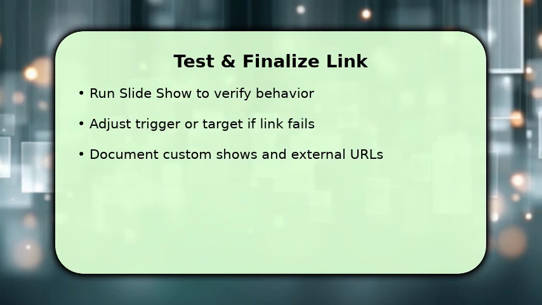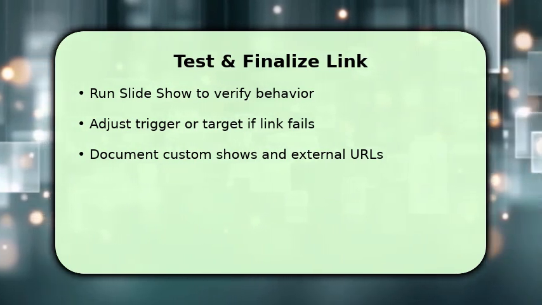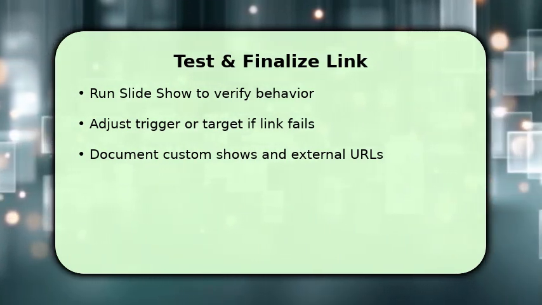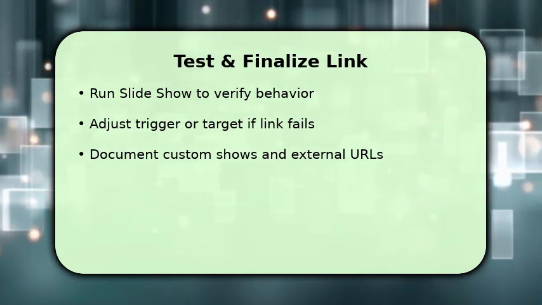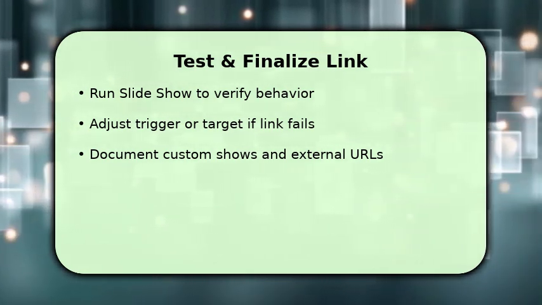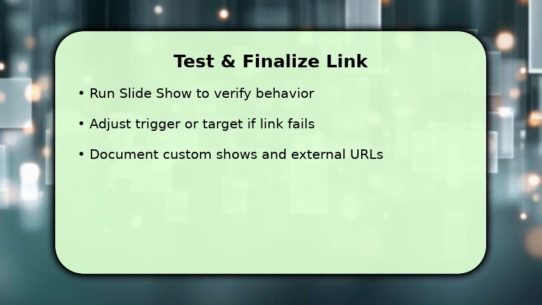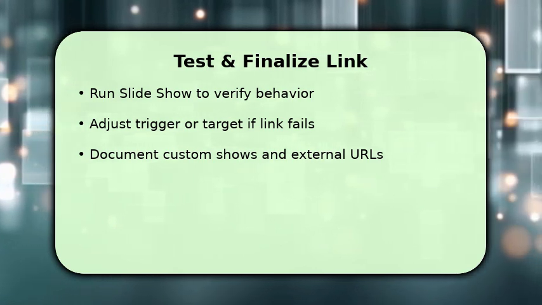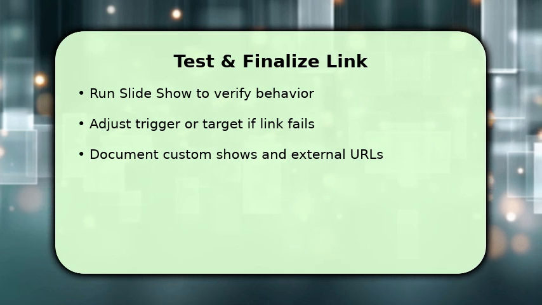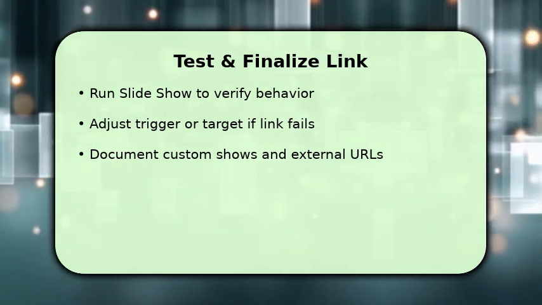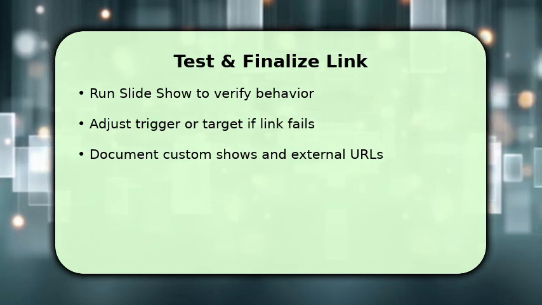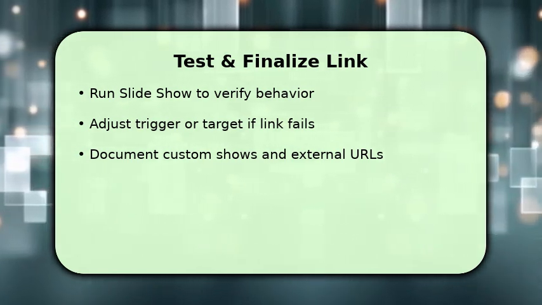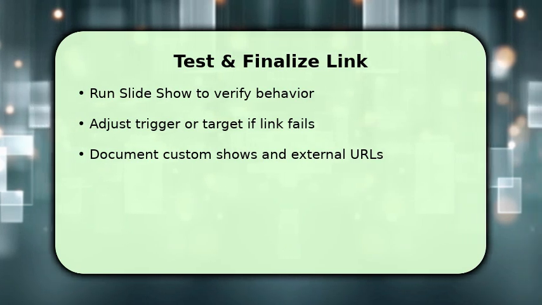Finally, test the action in slideshow mode to confirm the link behaves as expected. Click or hover the object to verify it navigates to the correct slide, opens the right URL, or runs the intended program. If something goes wrong, return to Action Settings, change the trigger or correct the destination, and retest. Make sure external links use full addresses and that any custom shows are published with the deck. This prevents broken navigation when you present.